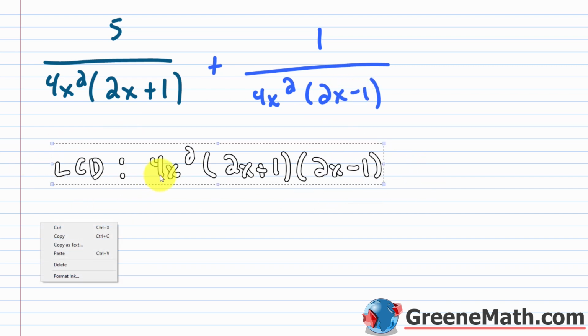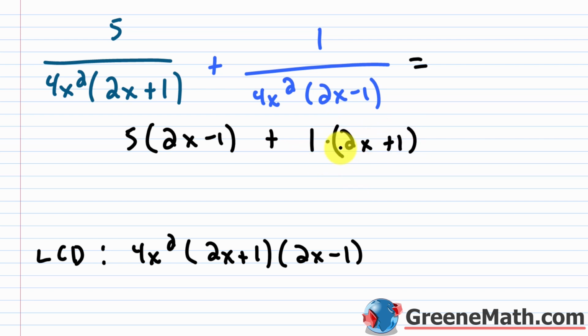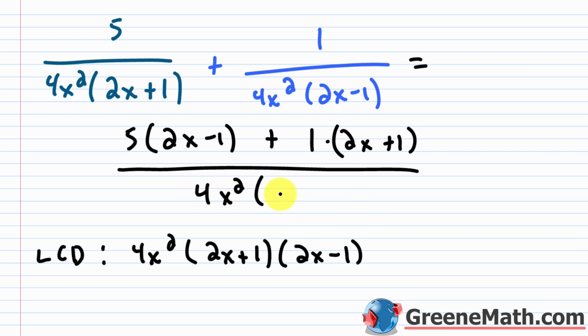Now you could actually shortcut this, but you just need to remember what you're multiplying by. The 5 is only going to multiply by this 2x minus 1 because that's what the denominator is missing. So you can do 5 times this quantity 2x minus 1, then plus this guy right here is missing what from the denominator? It's missing the 2x plus 1. So basically 1 times the 2x plus 1 like this. And again, you don't need the 1 there, but just for completeness. And the LCD here is going to be the 4x squared times the quantity 2x plus 1 times the quantity 2x minus 1. So you can get rid of this now.